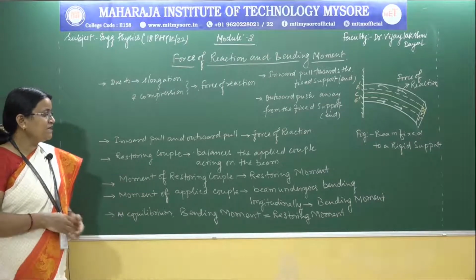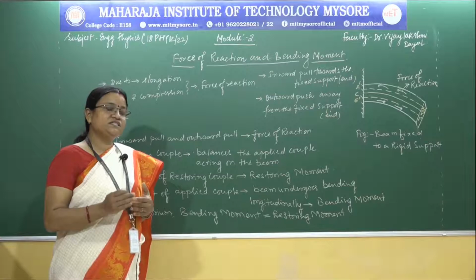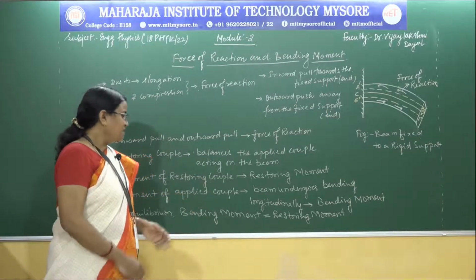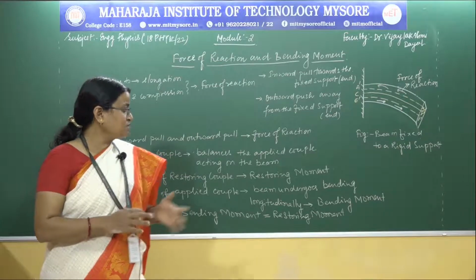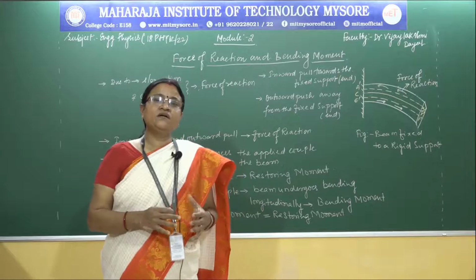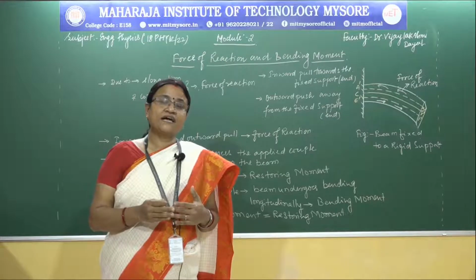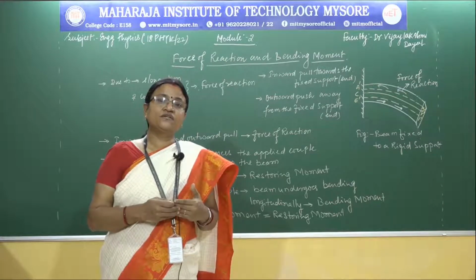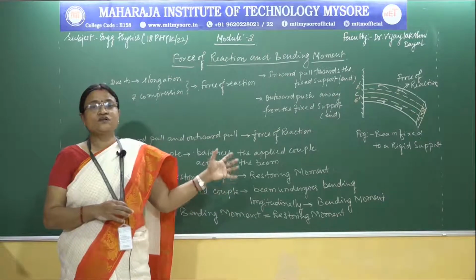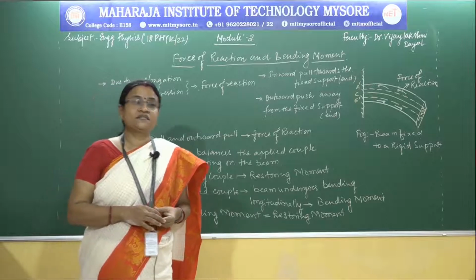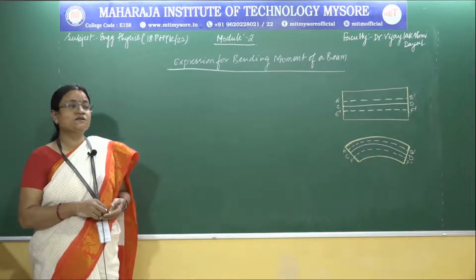The moment of the applied couple, which is subjected when the beam undergoes bending longitudinally, we call the bending moment, and at equilibrium the bending moment will be equal to the restoring moment. So this bending moment or restoring moment is due to the force of reaction which acts in the inward or outward direction when the beam is subjected to the load, and this force of reaction is due to the elastic nature of the body. So now we will derive the expression for the bending moment of a beam.